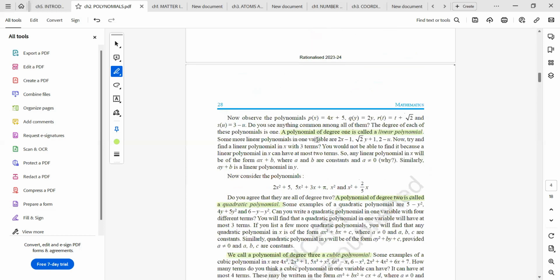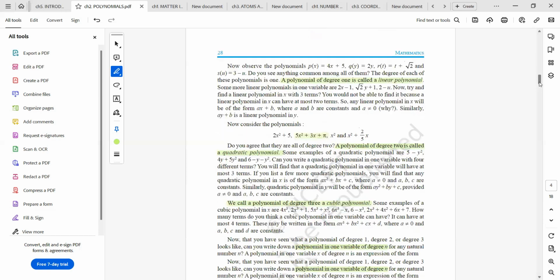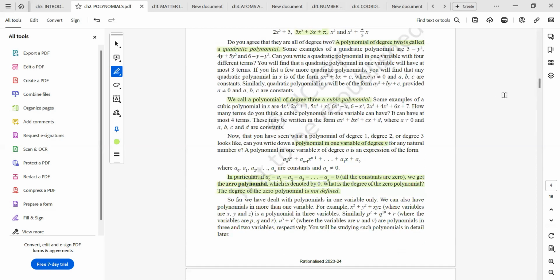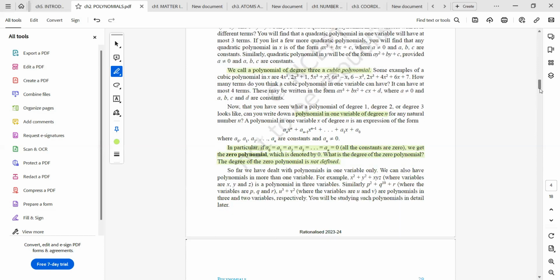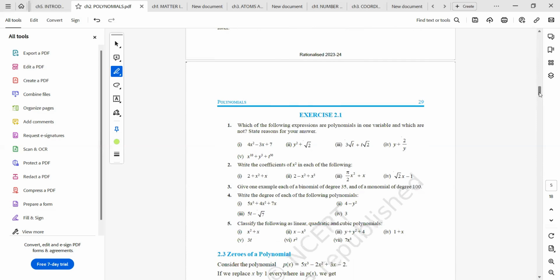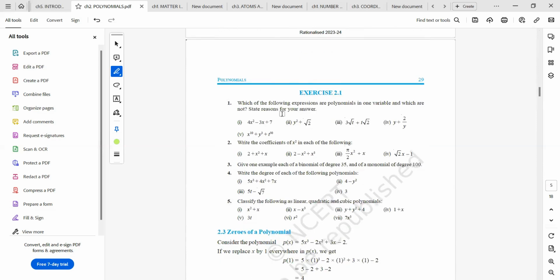Okay, a polynomial of degree 1 is called a linear polynomial. A polynomial of degree 2 is called a quadratic polynomial. Like if you have this equation, then you will call it a quadratic equation because it is x to the power 2. Okay, so that is how we define. If its power is 3, then it is a cubic polynomial.